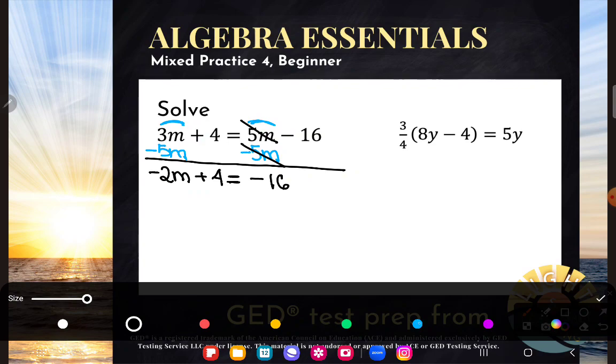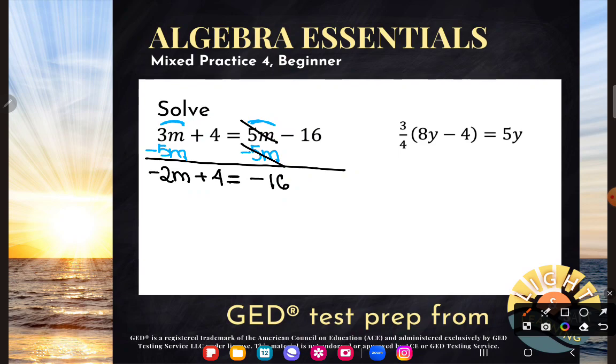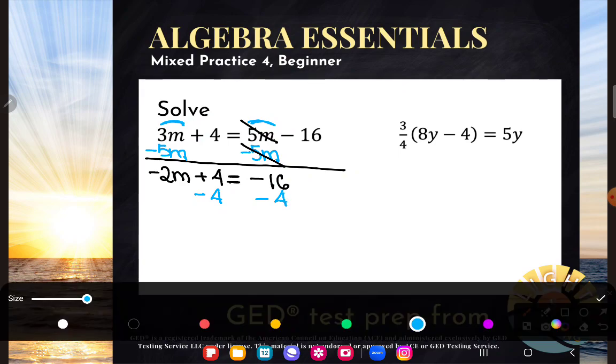Wonderful. Now that m's picked aside, I can move to get the numbers away from m. I'm moving backwards, and even the order of operations goes backwards if you recall. So I'll move anything adding or subtracting first, using opposites on both sides. Adding 4 and subtracting 4 are opposites. They cancel. I've got negative 2m left on the left-hand side. My equal sign stays nice and steady. No moving that. And negative 16 minus 4 again. Feel free to use your calculator, but you get negative 20.